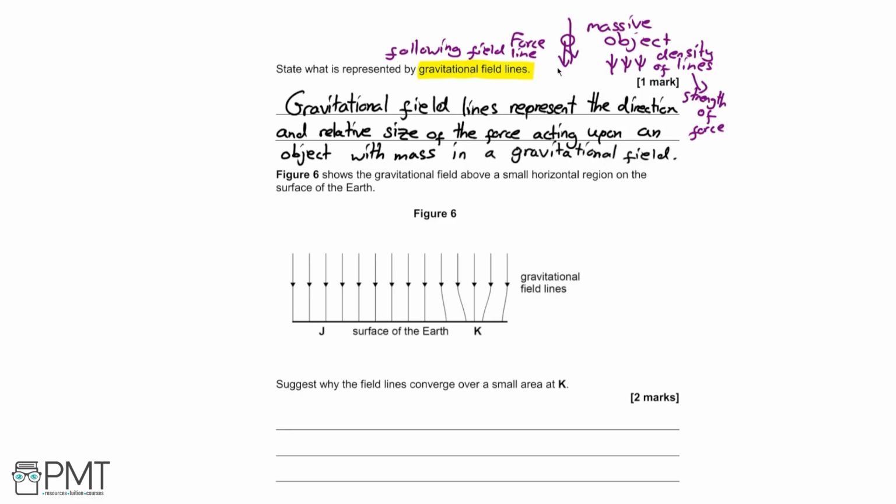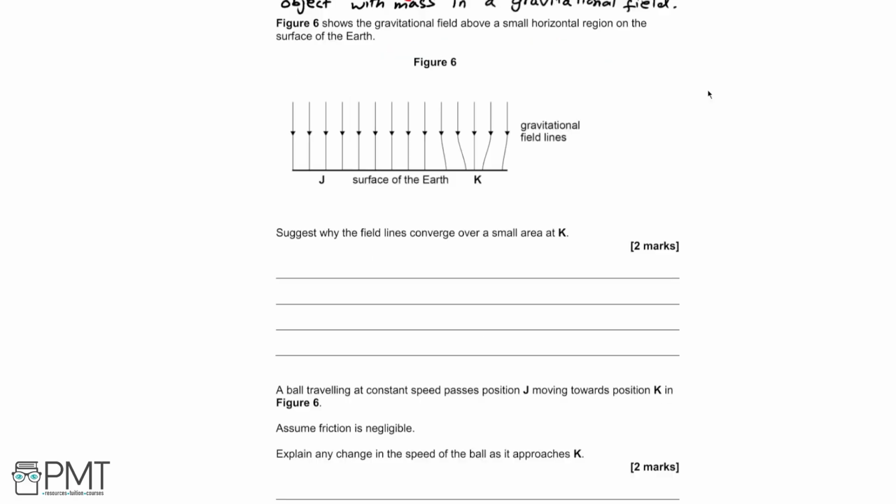In this question, the three key concepts to talk about were the direction of the force, the fact that it was a force, and to say that it acts upon a mass. The next part of the question says, Figure 6 shows the gravitational field above a small horizontal region on the surface of the Earth.